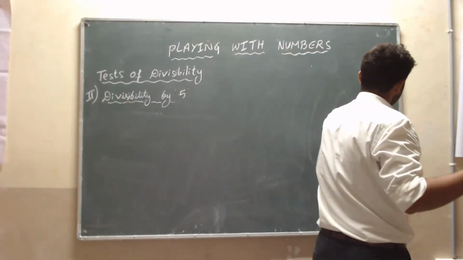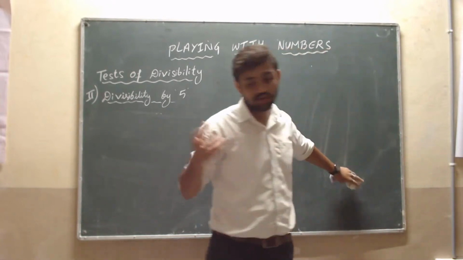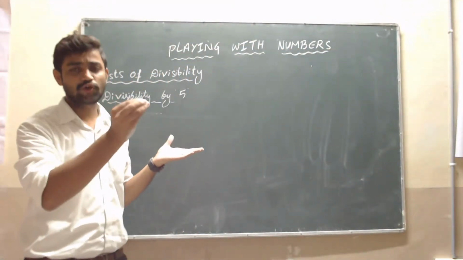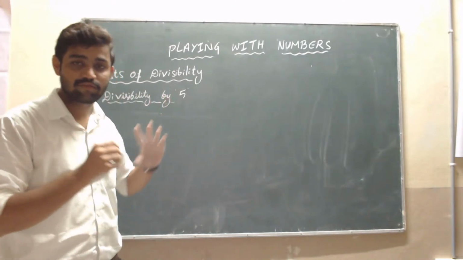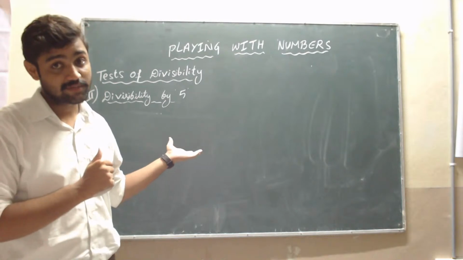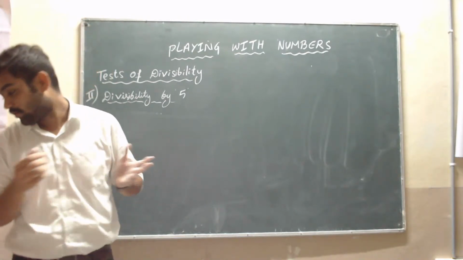However big the number is, don't worry about it. If it is 0 or 5, it is easily divisible by 5. If only 0 is there, we can say that it is easily divisible by both 5 and 10. Okay. Move to the next.